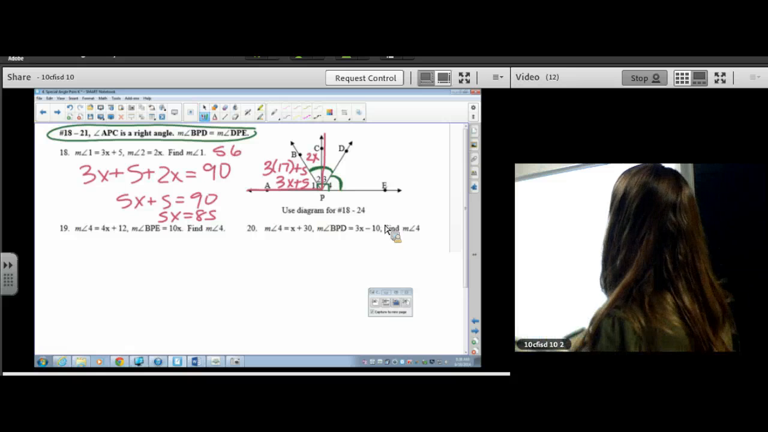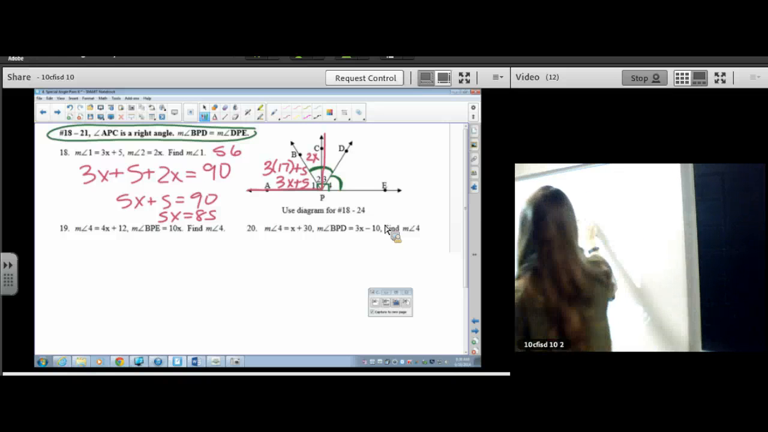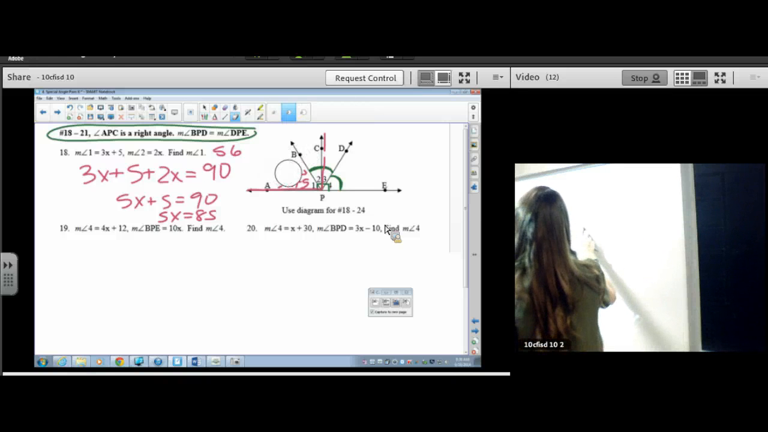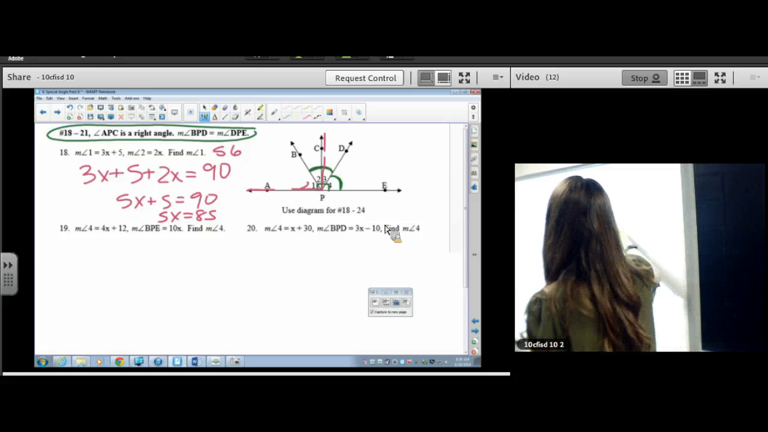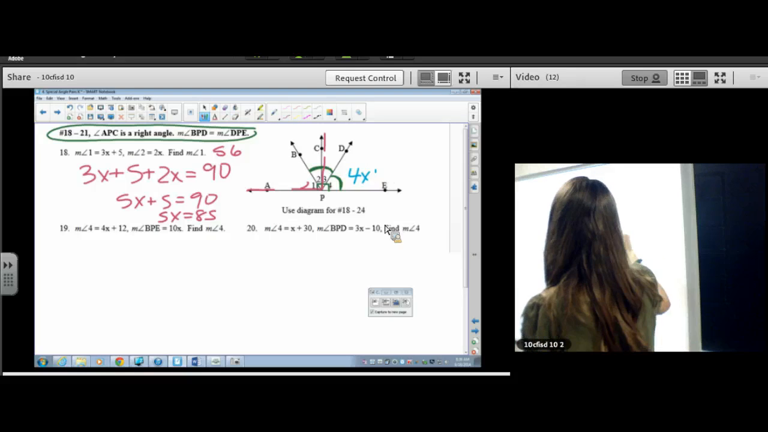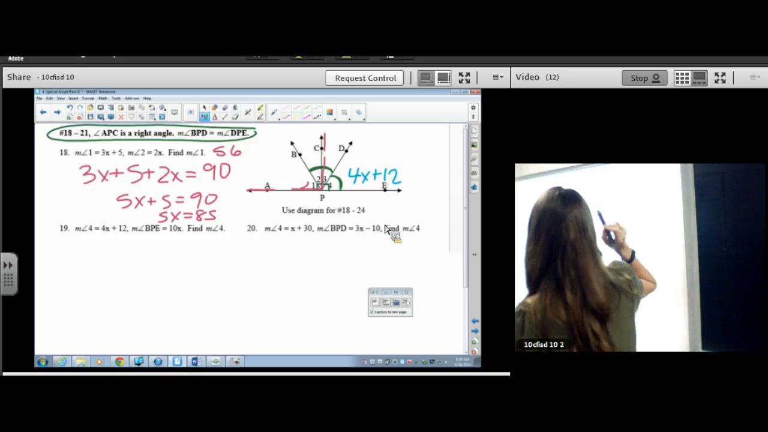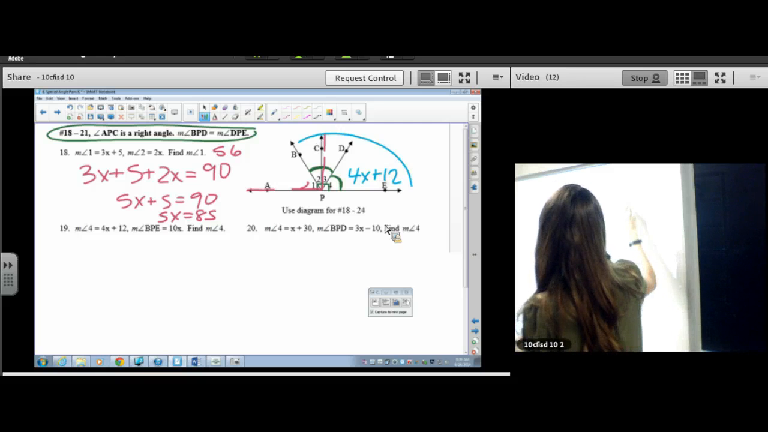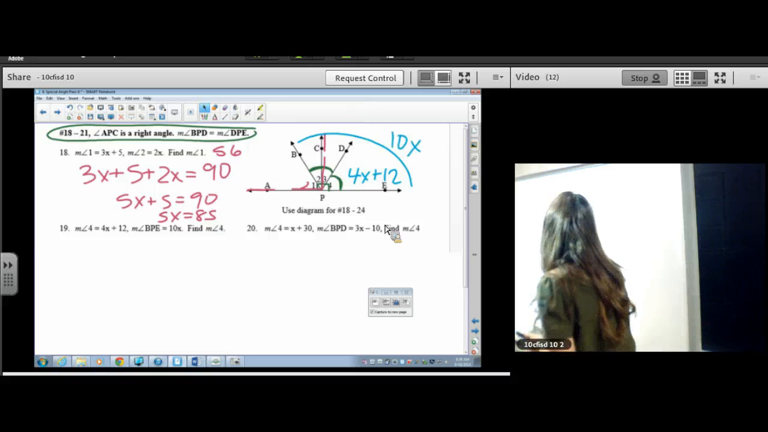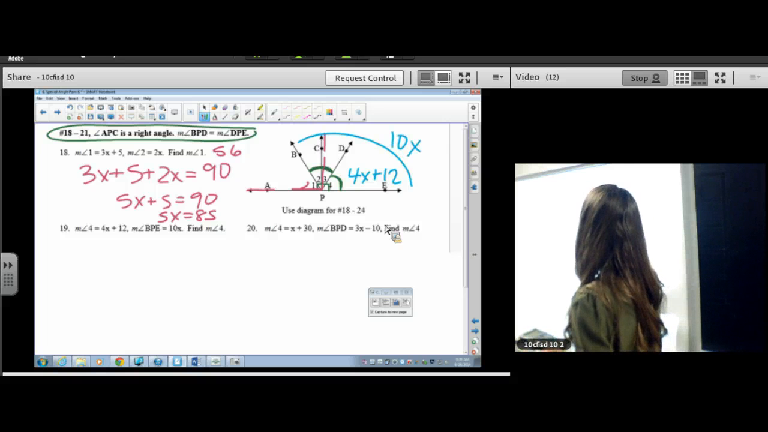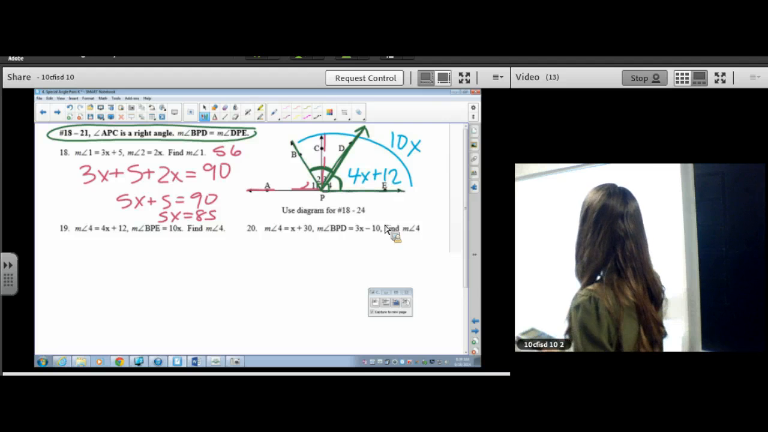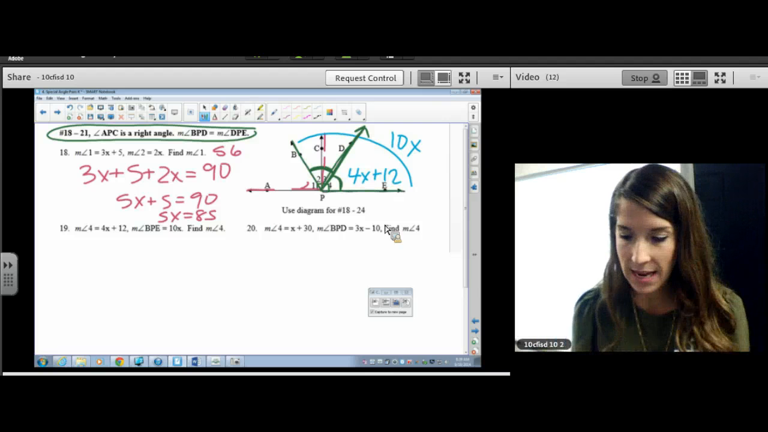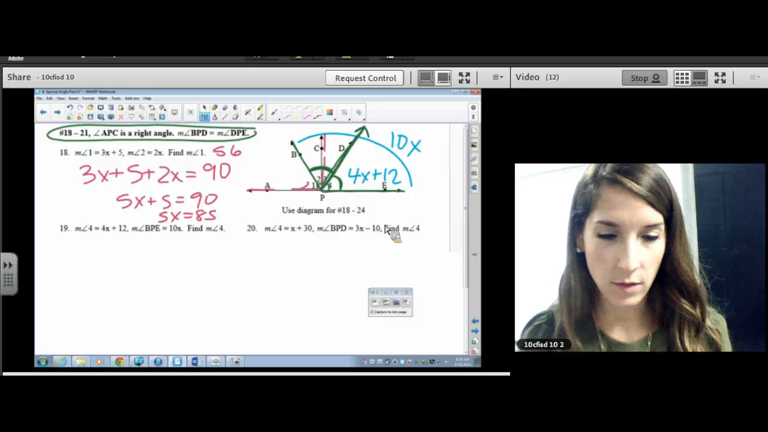Number 19. So the green stuff is all still true, but the red stuff I need to erase. 19, the measure of angle 4 is 4x plus 12, and BPE is 10x. We have to pay attention to the fact that ray PD is an angle bisector because arc, arc. So ray PD is an angle bisector.